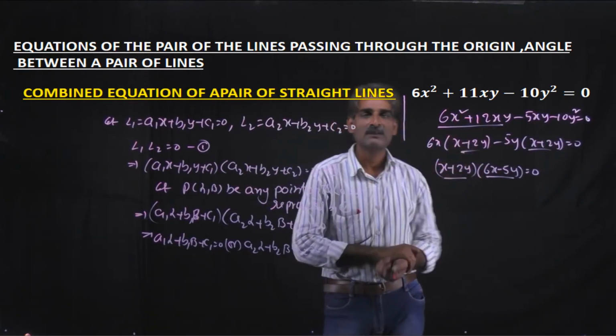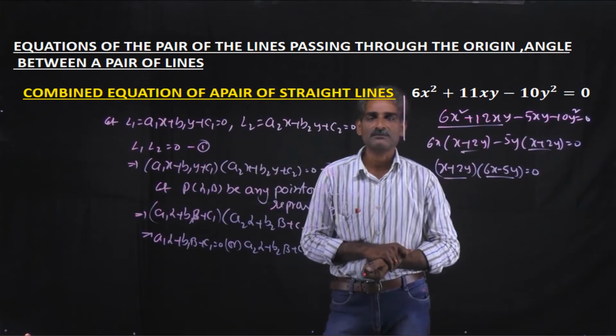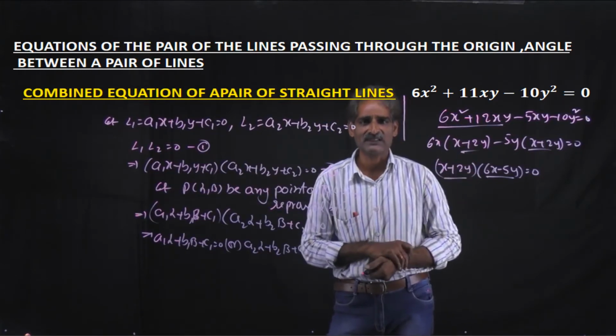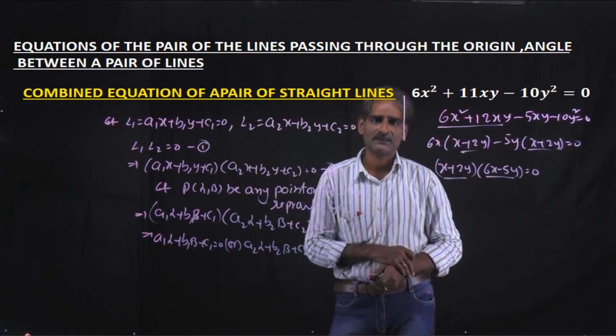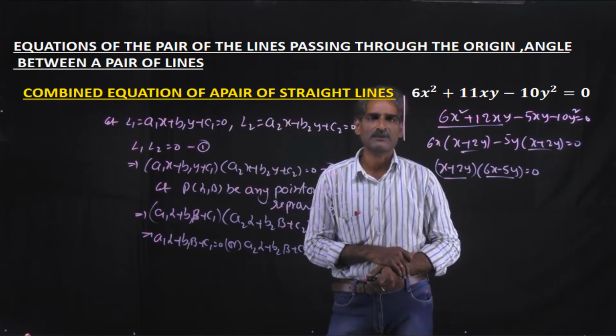If they have factors, there is a condition for the factors: h square greater than ab. Later we will discuss about it. The theorem is also there. We will prove that theorem also.